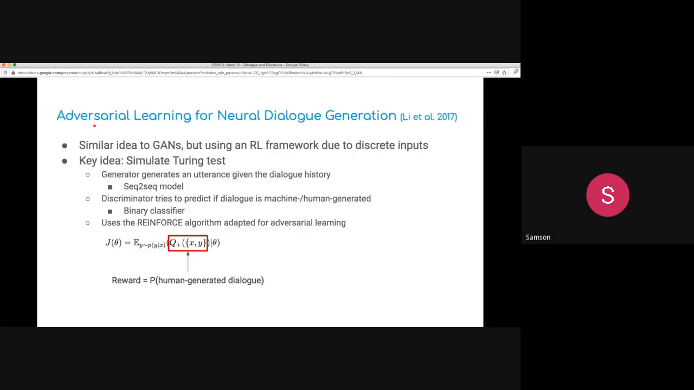So the next paper is, I think, also by the same person. It's also by the Microsoft group. What they do is similar. I'm not sure how familiar you are with GANs, but it's similar to a GAN framework, but using RL because you can't backpropagate through the sentences.